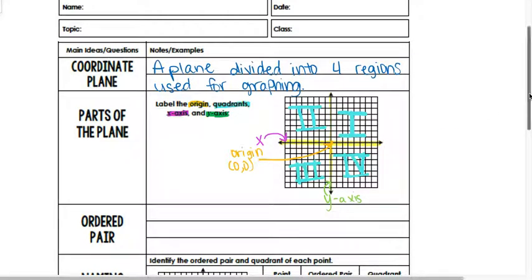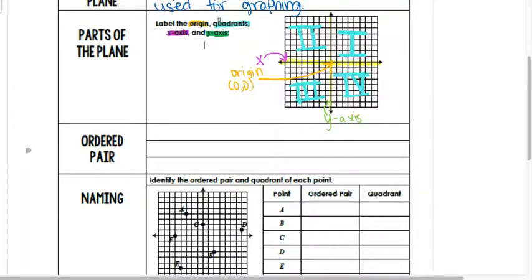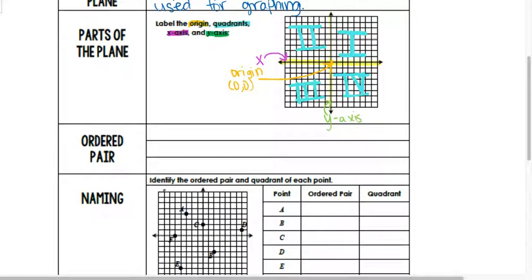So let's go on down and talk about ordered pairs. Let me get my pen back to the regular color of blue. An ordered pair is a point which is x and y on a graph. I'm going to go ahead and write that down. A point which is going to be labeled just like that, except it'll be numbers on a graph.